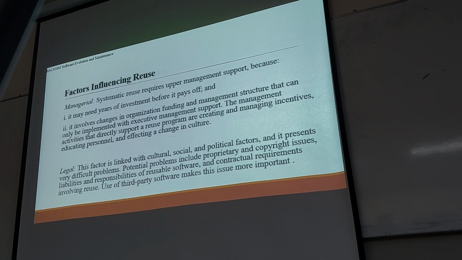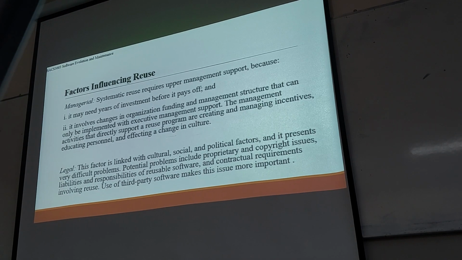Second one is the legal factors. This one is referring to the culture, social, policy, laws, rules in different companies or different countries. So you need to be very aware that the things that you produce for the reuse will not violate the laws and the rules.